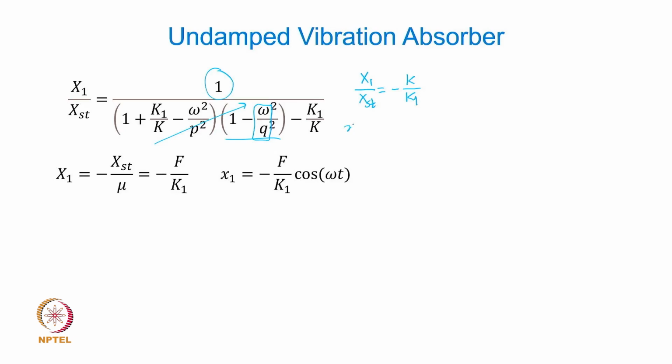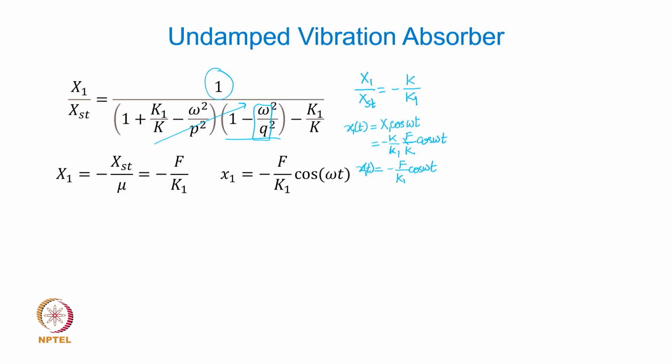And what is your response of the absorber? We have assumed it to be capital X1 cos omega t. So now if I replace this X1 from the top equation, then it is basically minus of k upon k1 xst. Now I can replace xst. What is xst? That is F by k, cos omega t. And so I can write this as minus F over k1 cos omega t.